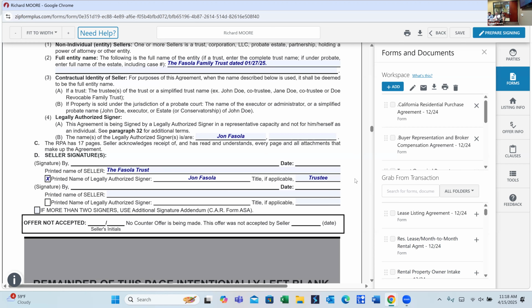In this case, we're saying the seller is actually the Fasola Trust. And John Fasola is the person who's authorized to sign on behalf of the trust. If it's just John Fasola who owns it, and that's how it's vested, then that would be the name of the seller.